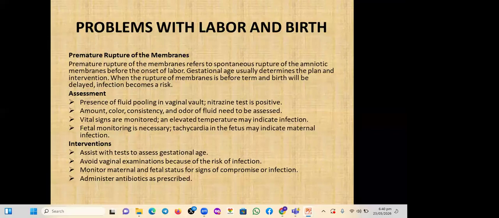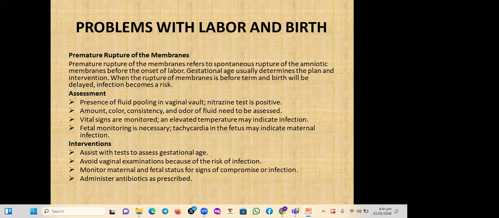Usually, when membranes rupture, what we want to know is the gestational age of the fetus. So the gestational age will guide what the intervention or action should be. Like I said, if the person is not at term and membrane ruptures, one, premature labor is there, infection is also a concern. But if the person is already at term gestation, it's not much of a problem, because we can induce labor from there, and labor continues. Okay, so gestational age usually determines the plan and the intervention.